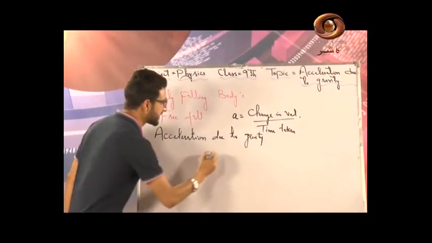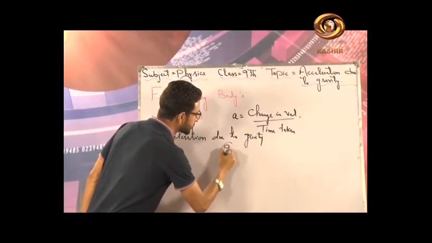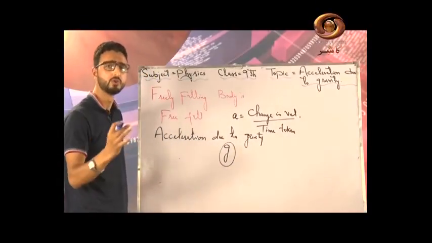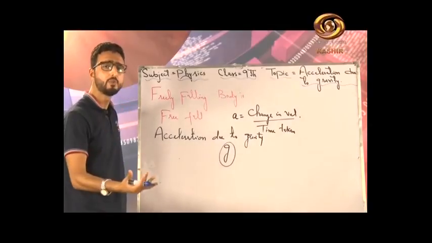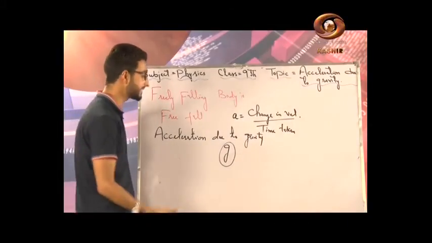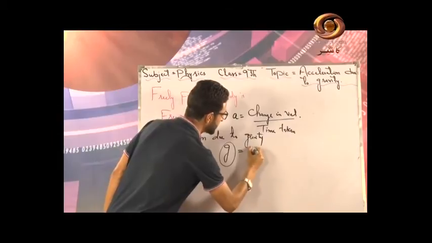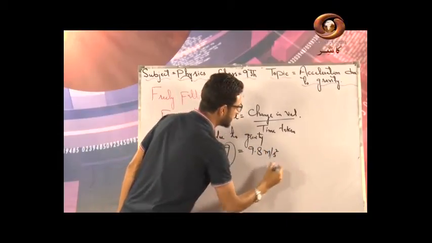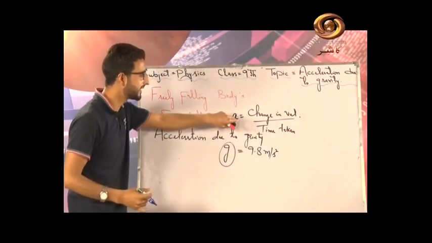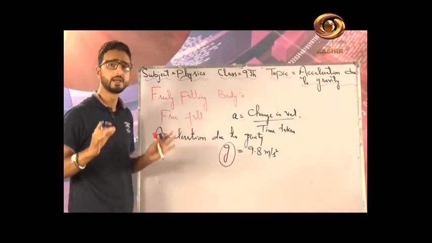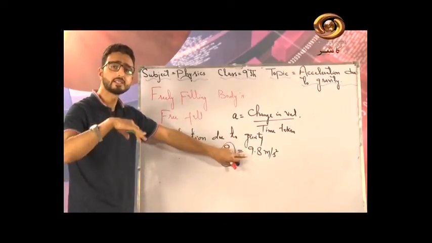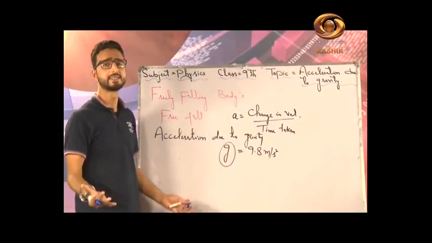Now how do we denote this in physics? We denote this acceleration due to gravity by small g, and I will tell you its value. On and near the surface of the Earth its value is 9.8, and the SI unit of this small g is the same as that of acceleration, that is meter per second square. This is acceleration due to gravity and its value in the SI system on or near the surface of the Earth.